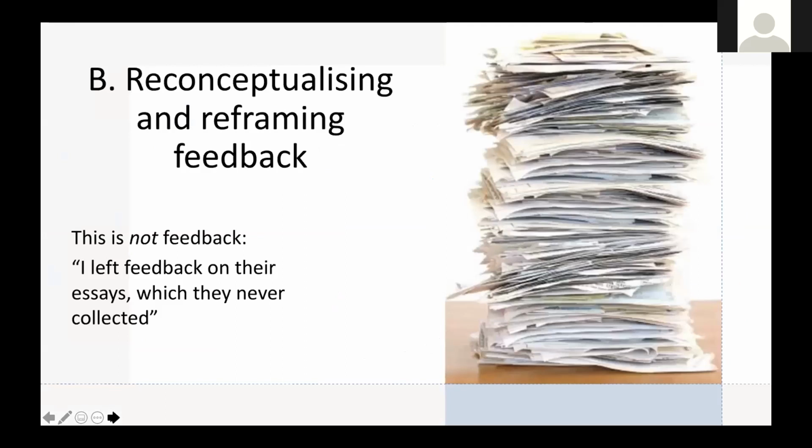Second direction for the future is about reconceptualizing and reframing feedback. So this is not feedback: someone who says, I left feedback on their essays, which they never collected. And in the old days, before we did things electronically, you used to go past the departmental office and you see these piles of scripts that teachers have made comments on, but students never collect.